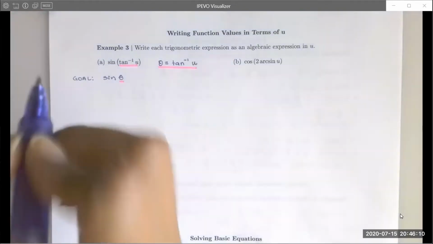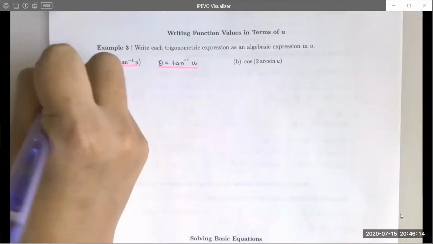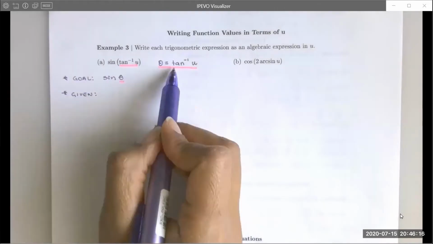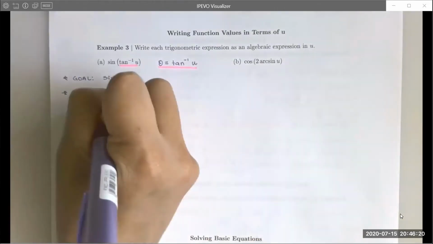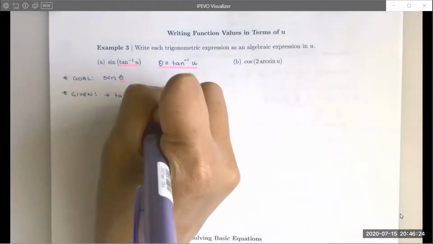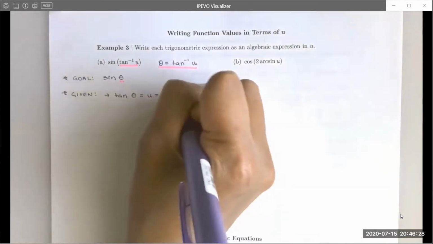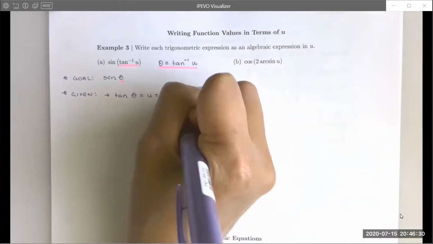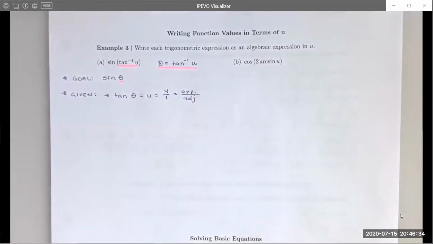Okay, so from there, what is the given information? Well, from the definition that we made here, one of the given information is that tan of theta is equal to u, which I'll go ahead and write as u over 1. That way we have an opposite side and we have an adjacent side, because tangent is opposite over adjacent.